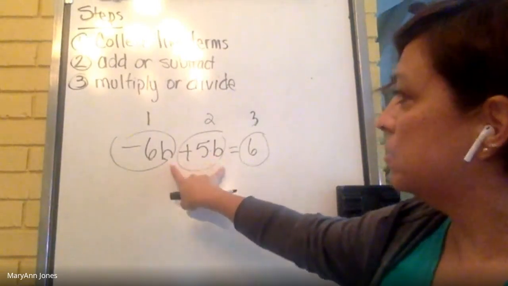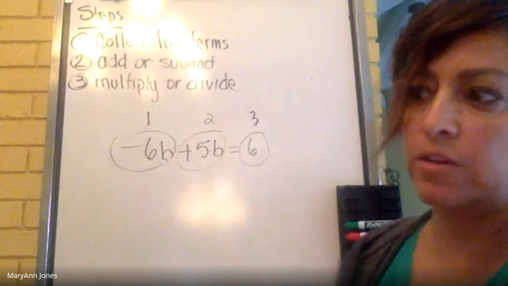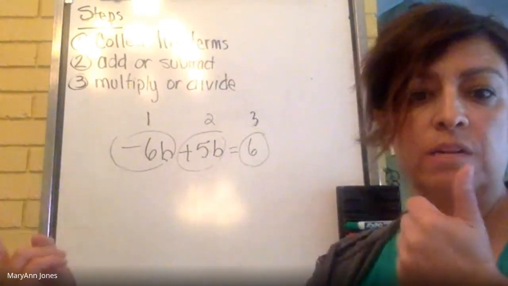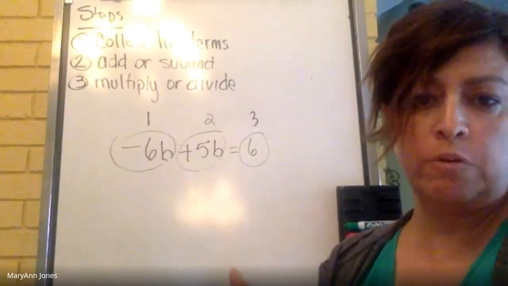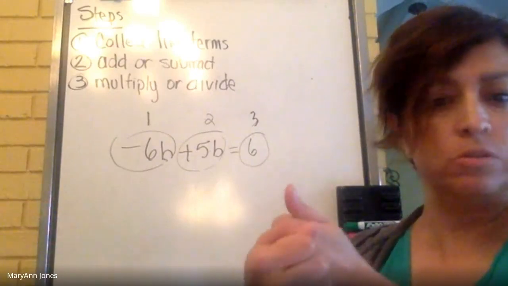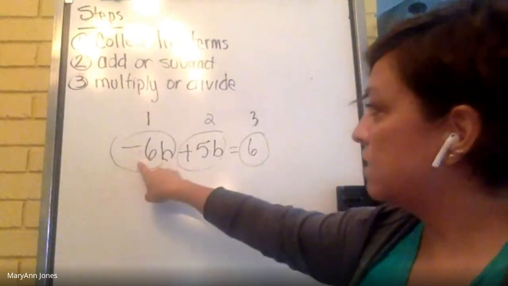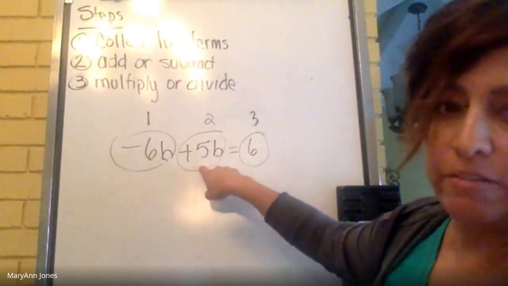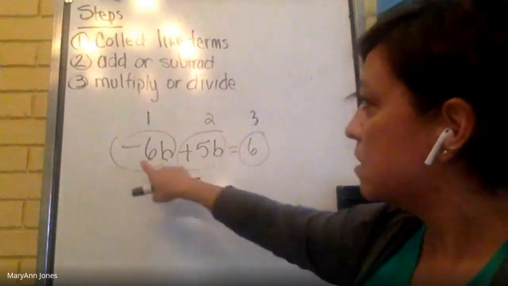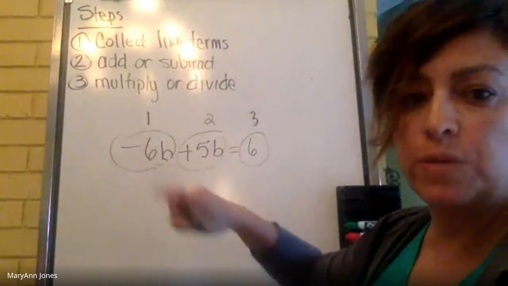Okay, so since they have the same letter, that means we can put them together. It's kind of like 1 apple and 2 apples. We can combine them to make 3 apples. But if we have an apple and a banana, we can't say we have 2 banapples, right? That doesn't make sense. So we're going to combine the numbers, negative 6 and positive 5. You can use your calculator on this part. A negative 6 and a positive 5, we combine those, we get a negative 1.